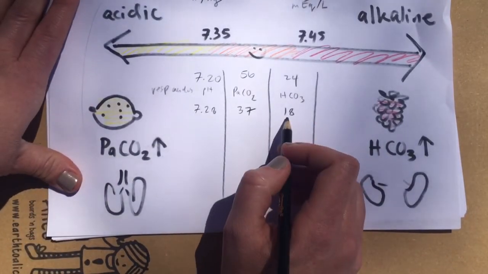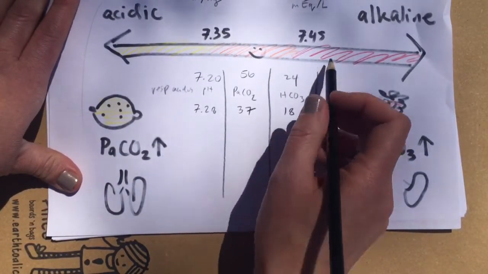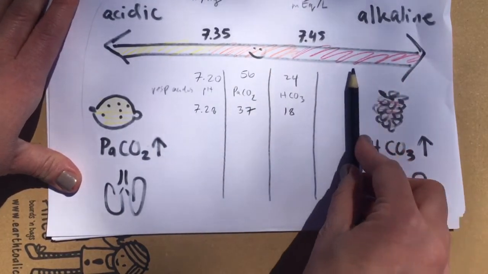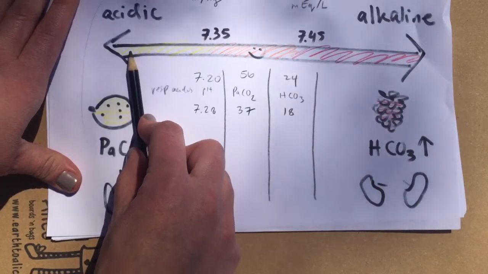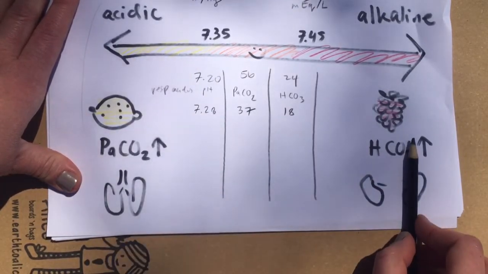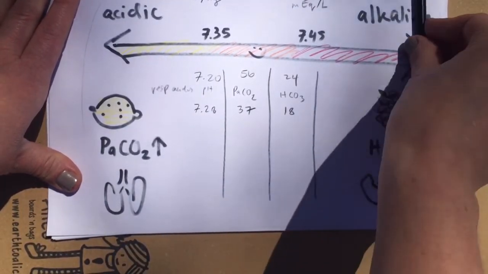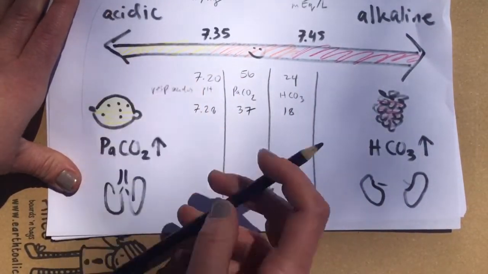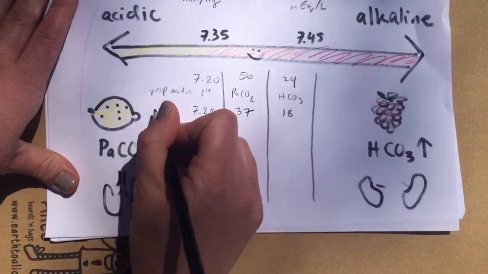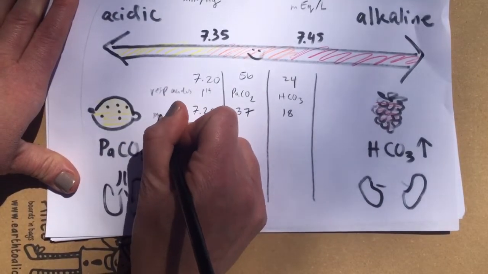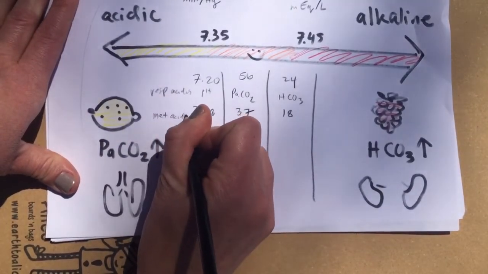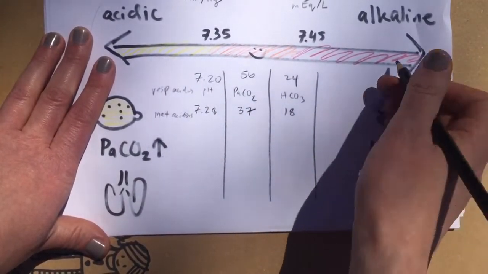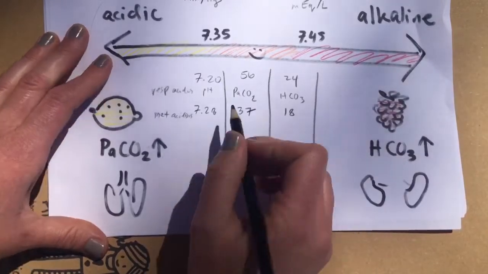Let's look at our bicarb. 18. The normal is 22 to 26. So 18, as far as bicarb goes, is going to shift us down to acidosis again. Because if it's higher, it's going to be more alkaline. If it's lower bicarb, it's going to be on this side of the spectrum. So we are, again, looking at acidosis, but it's metabolic, because of that bicarb, because of those berries you're eating that are reaching your kidneys.